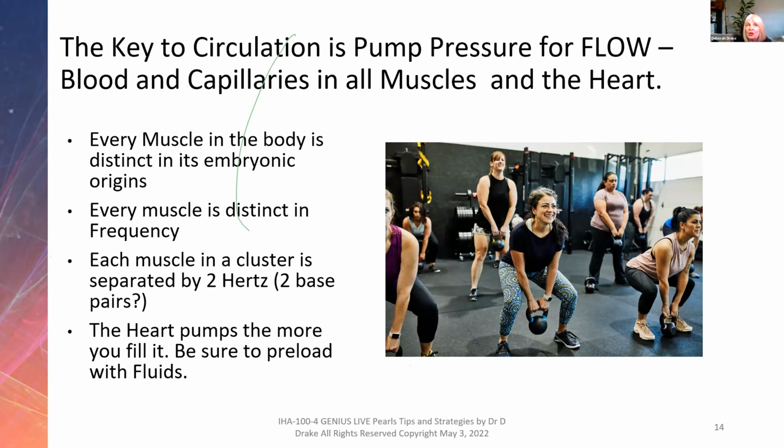And that means having good blood in the tank and good arteries, vessels, and capillaries in all of your muscles, and especially in the heart. And every muscle in the body is a distinct embryological origin that differs in frequency from every single other muscle in the body. And every muscle is separated by 2 hertz. I think that might be because it's 2 base pairs of a different DNA sequence.